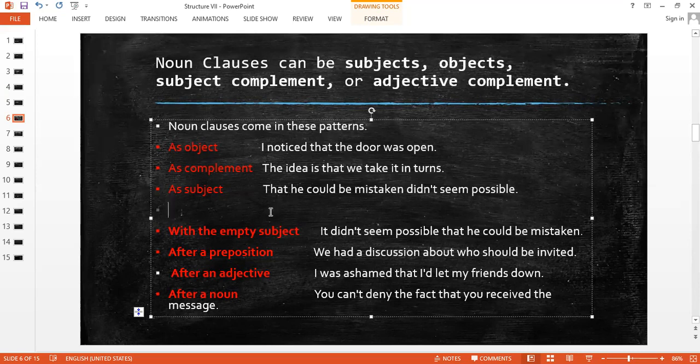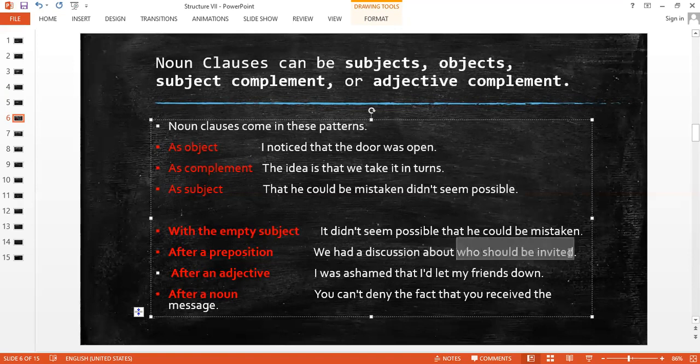Okay, let's continue. With the empty subject, it didn't seem possible that he could be mistaken. It's actually an empty subject. So after a preposition, here is the preposition. After the preposition, there are noun clauses.